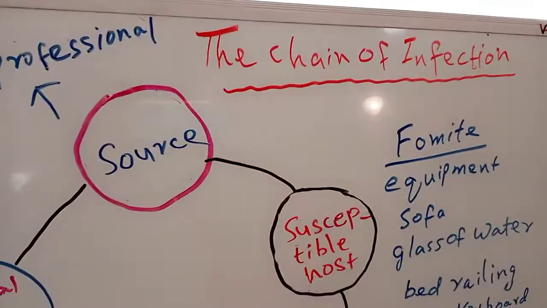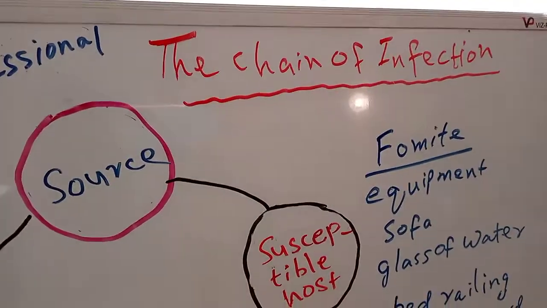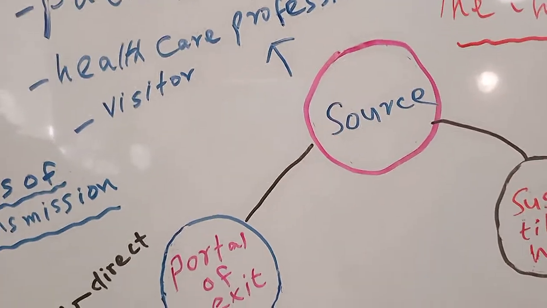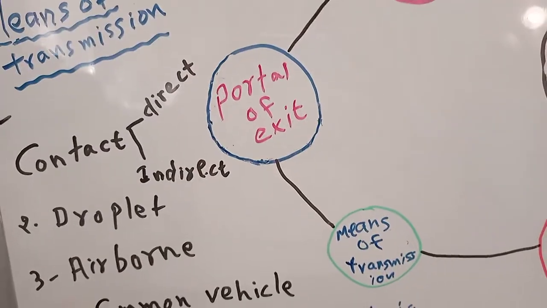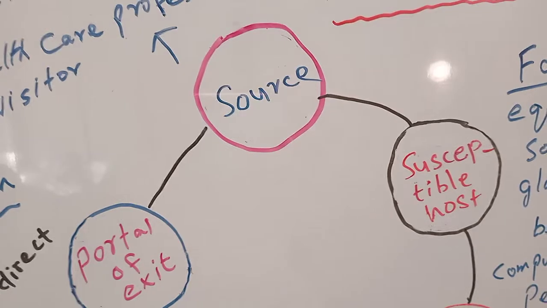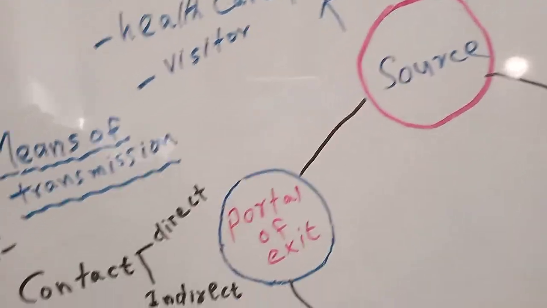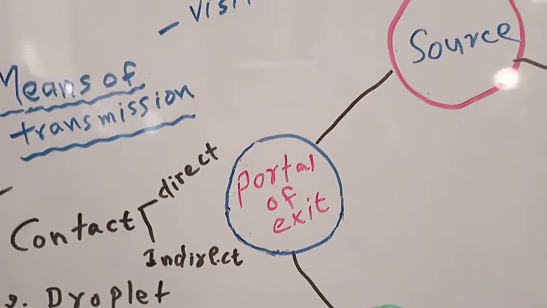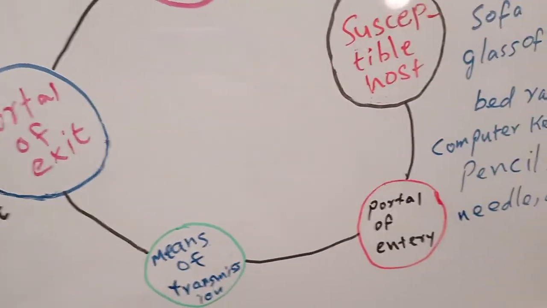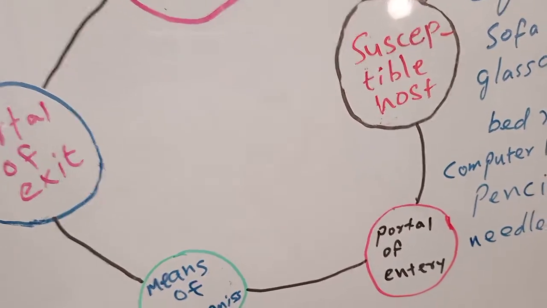Certain factors need to be present for the spread of disease. This is called the chain of infection. The three basic elements needed for the spread of infection are source, means of transmission, and susceptible host. But the chain of infection does not complete with the presence of these three. It needs two more elements: the portal of exit, by which the microorganism will leave the body of the source, and the portal of entry, through which the pathogen will enter the susceptible host.